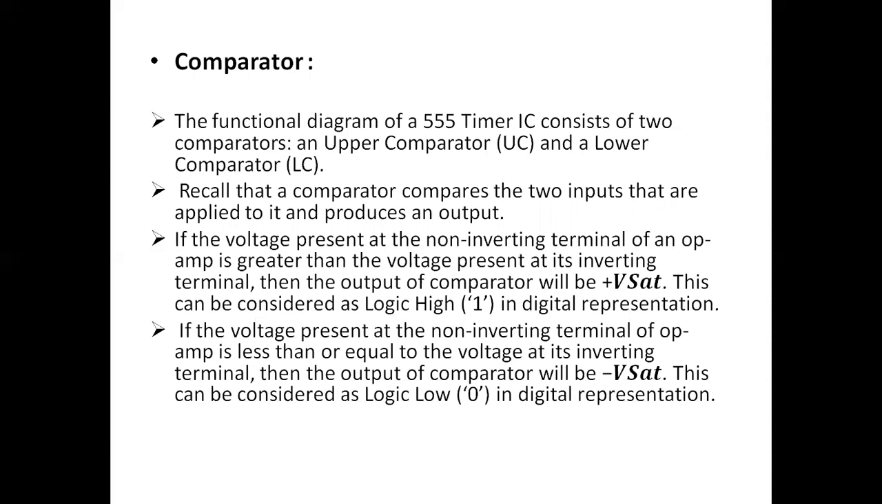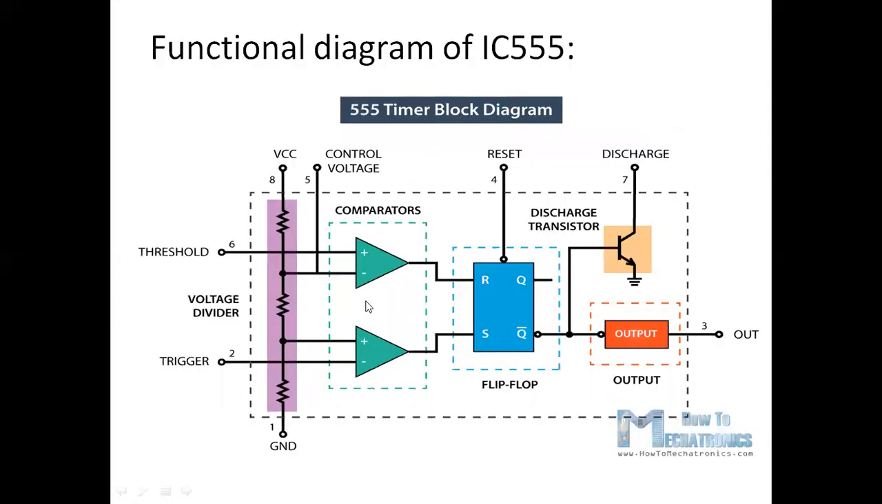That means we can get a logic 1, a high value, at the output of the comparator. So if the voltage at the non-inverting terminal of the op amp is greater than the voltage present at the inverting terminal, then we get plus V sat at the output of the comparator. If you observe the figure, we have two terminals, the non-inverting terminal and the inverting terminal. If the voltage at the non-inverting terminal is greater than the voltage at the inverting terminal, then we get a high output. That means we get logic 1 at the output of the comparator.